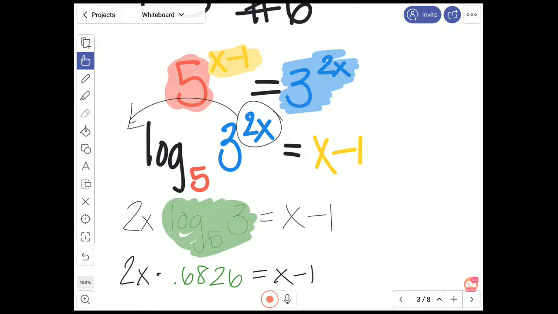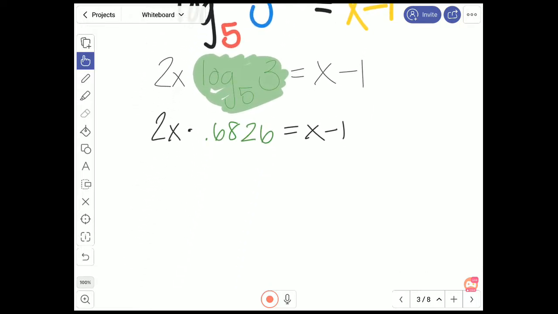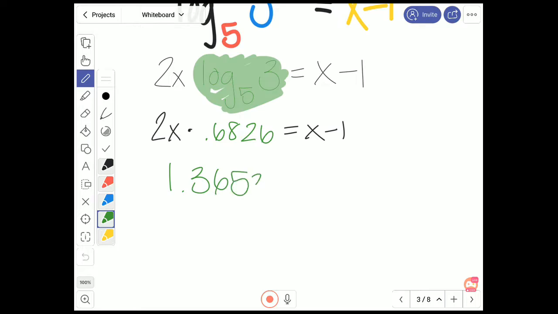And if this was a whole number, if this was 6, then all I would do is multiply 2 times that number. And that's exactly what I'm going to do now, I'm going to multiply this 2 times my 0.6826. And I get 1.3652x equals x minus 1.